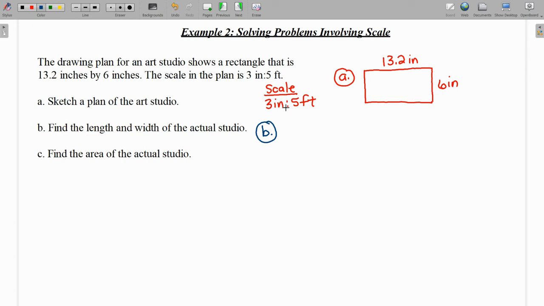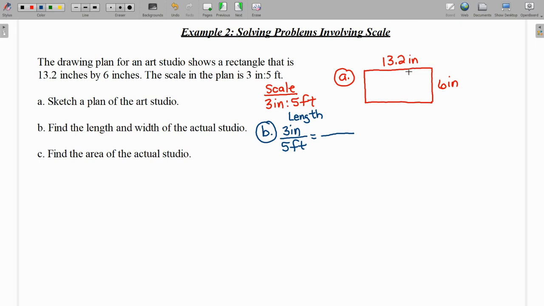So the 3 inches for every 5 feet that I have here in this scale written with a colon, I'm going to go ahead and write that as a ratio. So I'm going to have 3 inches for every 5 feet, and I'm going to set that equal to another ratio. And I'm going to use the numbers that I'm given in my scale drawing to first find out the actual length of this in real life.